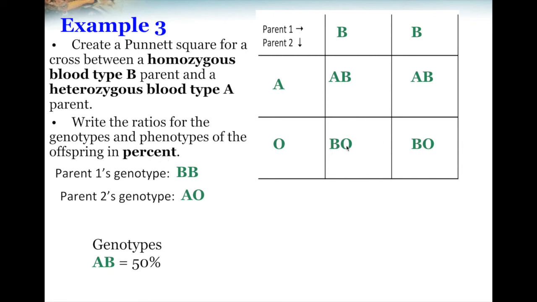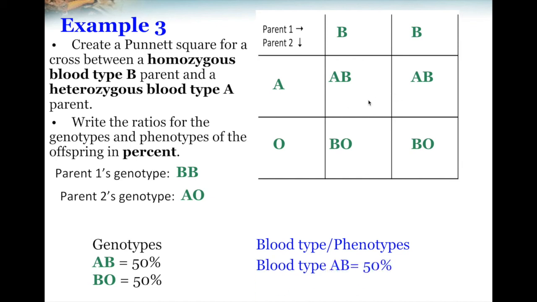Now, BO, that genotype, I see it in another box, so it's going to be 2 out of 4, or it should be 50%. Now we're taking a look at the blood types, or in other words, the phenotypes. Now, AB represents blood type AB, so it's going to be 50%. Now, these 2 genotypes represent B-type blood, because remember the O is recessive to B. So the B is going to show. So it's going to be blood type B, 50%.